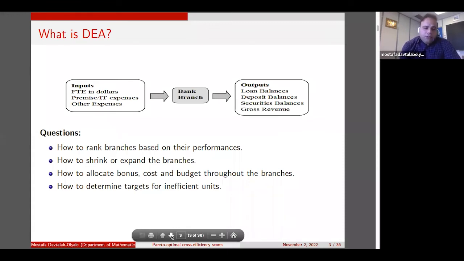As a manager, you may be interested to answer these questions: how to rank branches based on their performances, how to shrink or expand the branches, how to allocate bonus, cost, and budget throughout the branches, how to determine targets for inefficient units to improve their performances for the next year. DEA can help us to answer these questions.